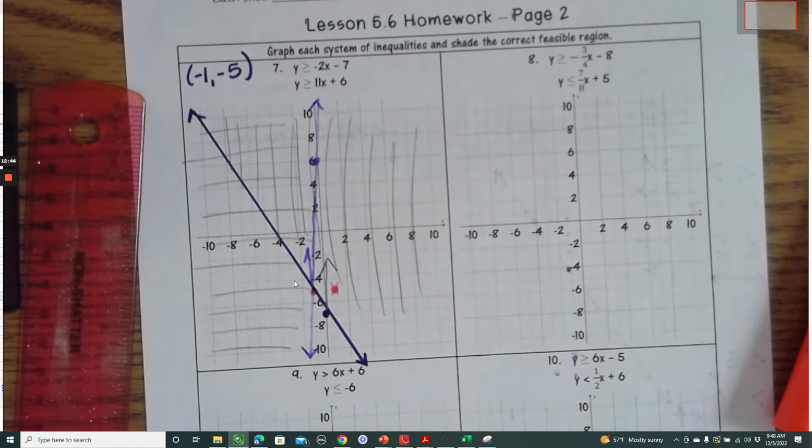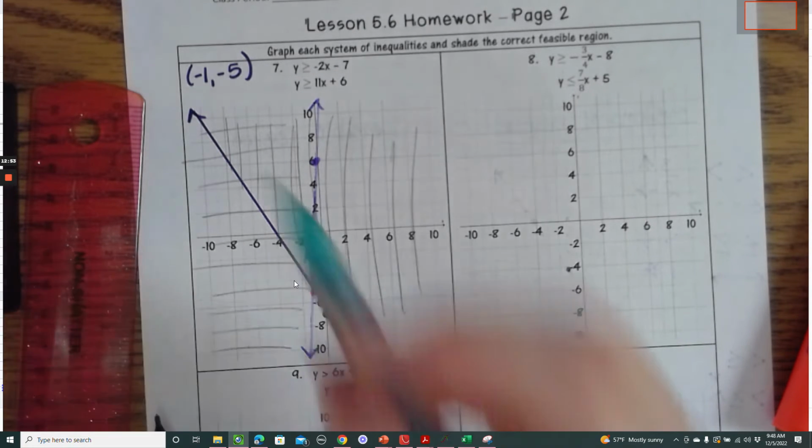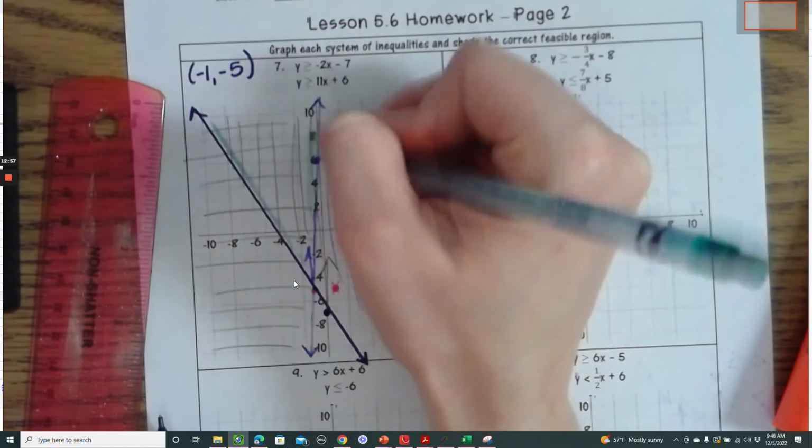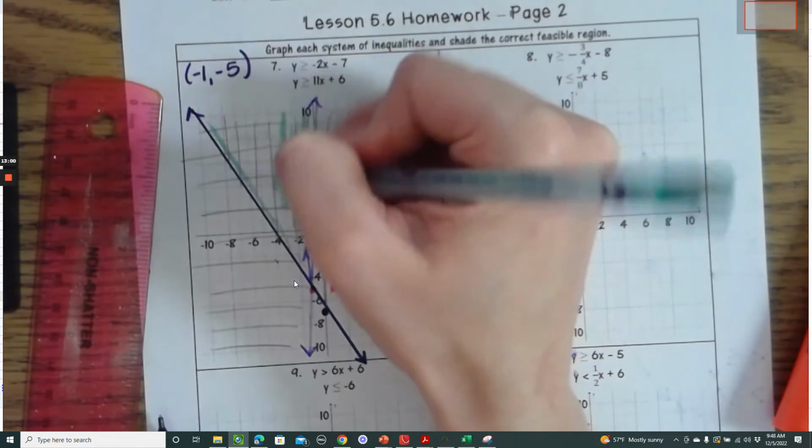But that's why I say go to the y-intercept. If it's greater than, color above the y-intercept, draw an arrow going up. And that way you kind of know which side of the line to be on. And so the intersection here is this.